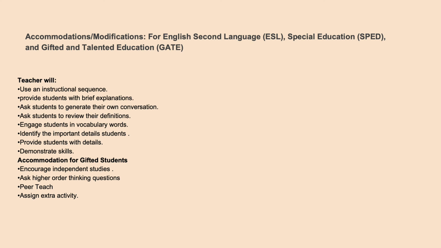Engage students in vocabulary words. Identify the important details that students should learn about. Provide students with a dramatic representation of important details and demonstrate the skills. Accommodations for gifted students: encourage independent studies and investigation. Ask higher order thinking questions. Invite the students to explore different points of view and compare and contrast.